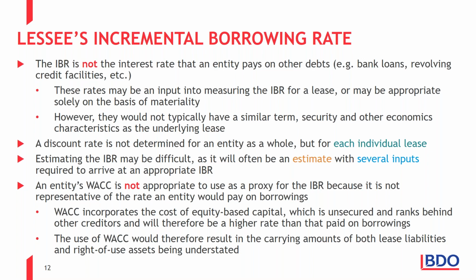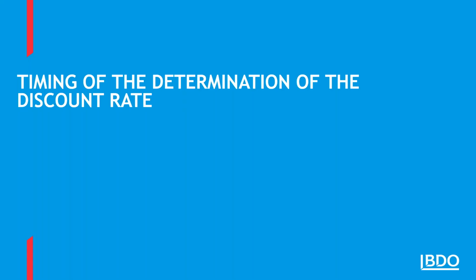The reason why it's generally not appropriate is because the weighted average cost of capital incorporates the cost of equity-based capital, which is unsecured and ranks behind other creditors, and therefore will be a higher rate than you pay on borrowings, and we're looking for something that the lessee would pay. So be careful if you want to use the WACC, and actually it's generally not accepted to use that. So that's a little bit of an introduction, a little bit of background to why we're talking about determining incremental borrowing rate today.